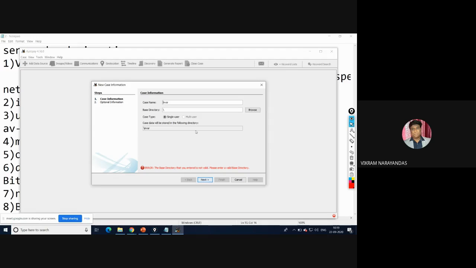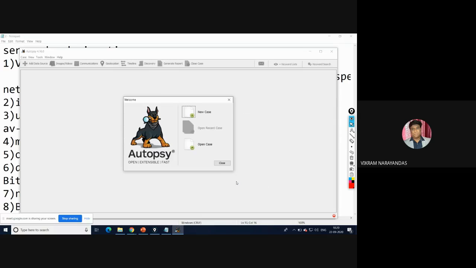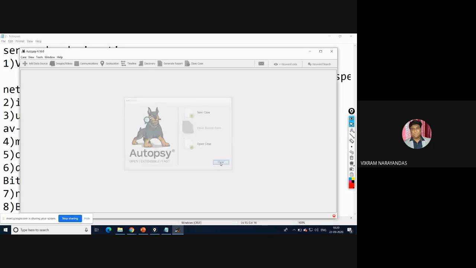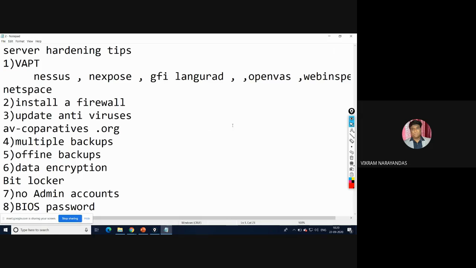It's a small experiment. Try it out. You can download this Autopsy on your computers. Presently it is free of cost. In general, it is $450. You can install it on a host computer, no problem.